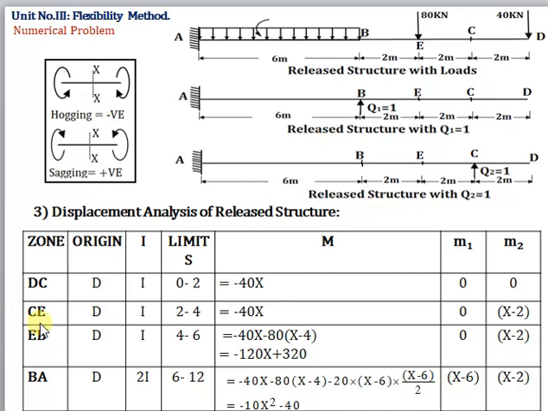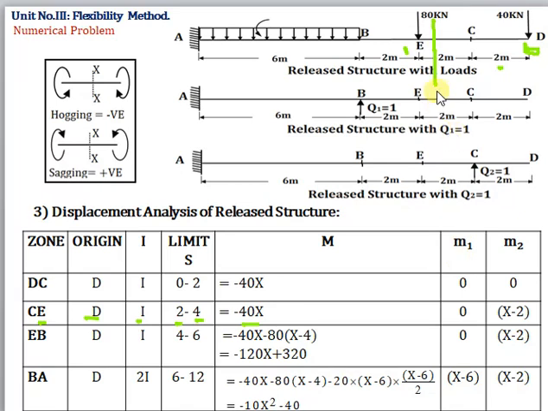Next zone is zone CE. Now the location of C with respect to origin D. Let's keep origin D as a constant. So the location of C with respect to origin D is 2. So the first limit is 2, and the location of E with respect to origin D is 2 plus 2, which is 4. So 2 to 4 is the limit. Moment of inertia is I. Now take the moment about this x axis. So the distance is x. So 40 into x, it will rotate in clockwise sense. So minus 40 into x.